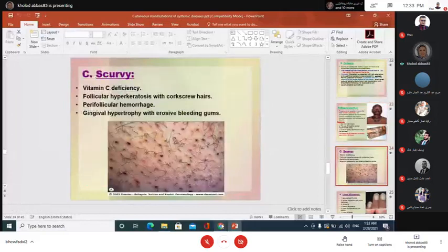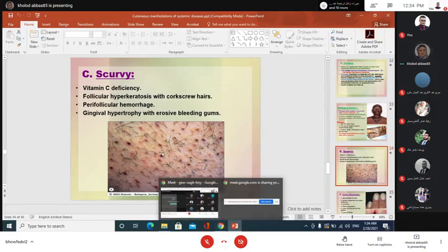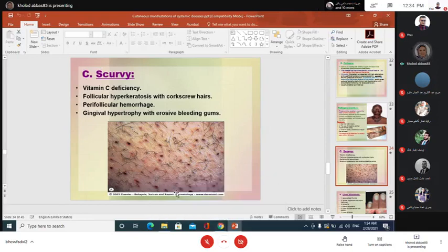السكيرفي اللي هي فيتامين سي deficiency, skin changes, follicular hyperkeratosis, corkscrew hair. تشوفون الشعرة زين صايرة مثل الأسنان المنشار متعرجة، زين نسميها corkscrew hairs. Perifollicular hemorrhage around the hair follicle. أكو عندنا perifollicular hemorrhage. Gingival hypertrophy and erosive bleeding gums. High features of vitamin C deficiency.